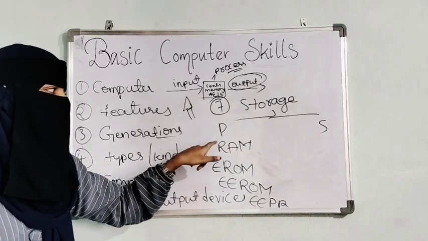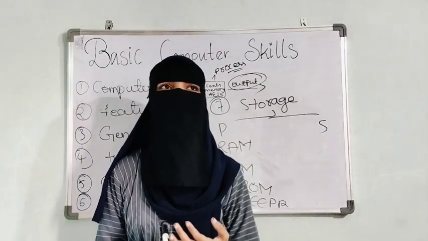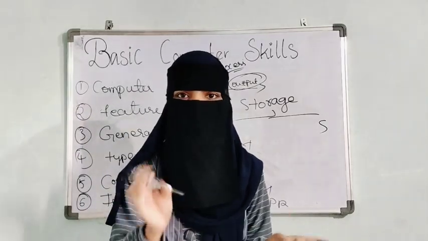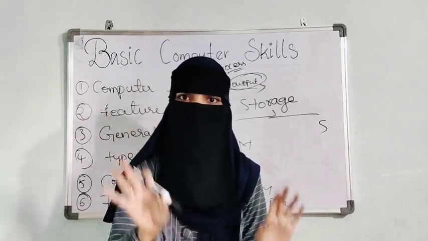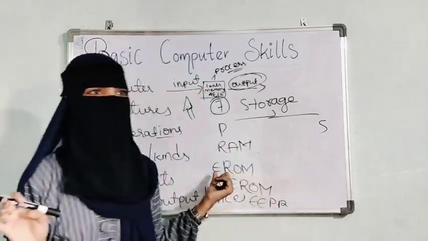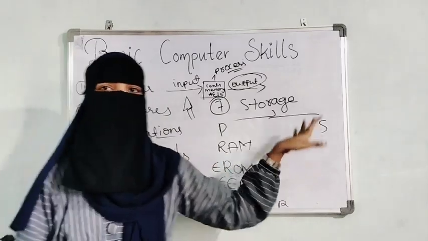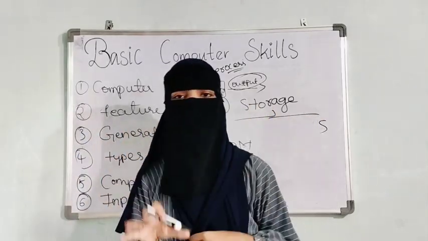In the primary storage, we have data which can be refreshed. Whenever the computer is switched off, all the data will be erased. But in secondary devices, it is not so. The data will be permanently stored.